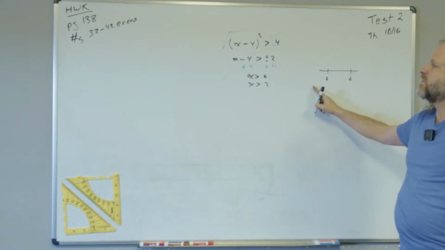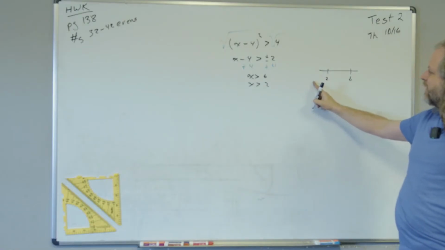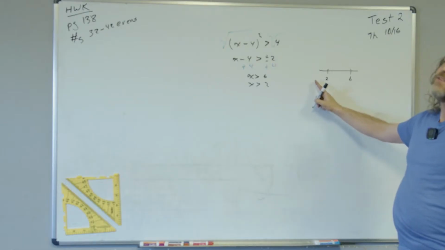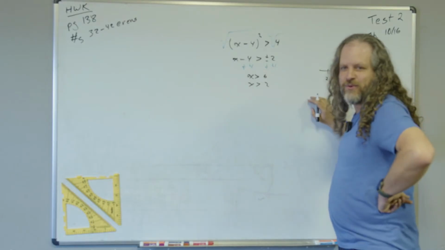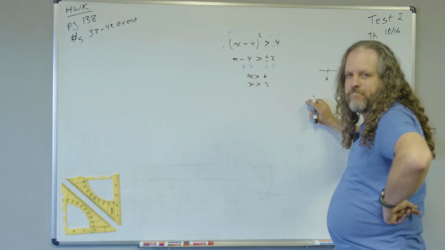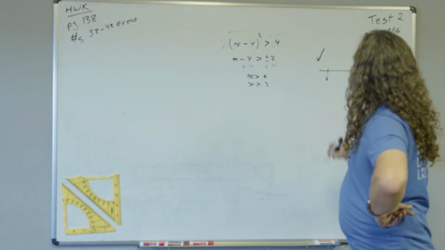Actually, if we picked... no, just kidding. Never mind. If we pick 4 in here, that's going to be a nice one. But we picked 3, what am I saying? 0 over here, we got negative 4 squared is greater than 4. Yes, because 16 is greater than 4, right? Yes, it works over here.